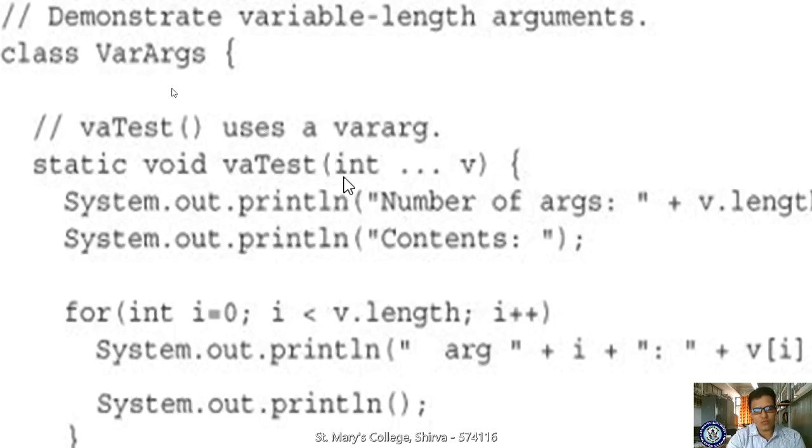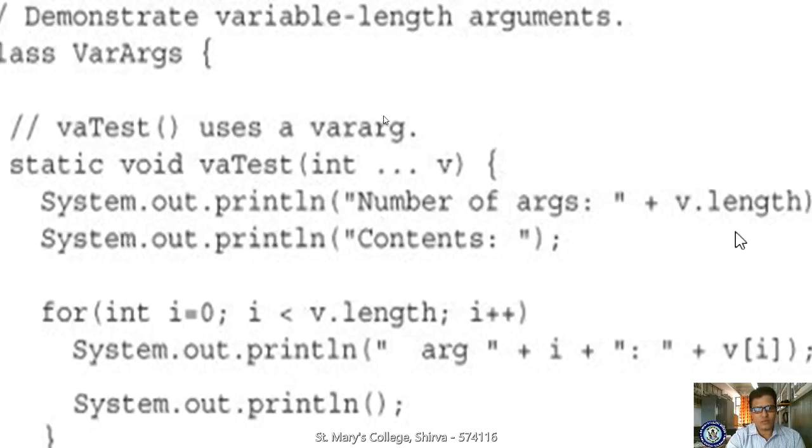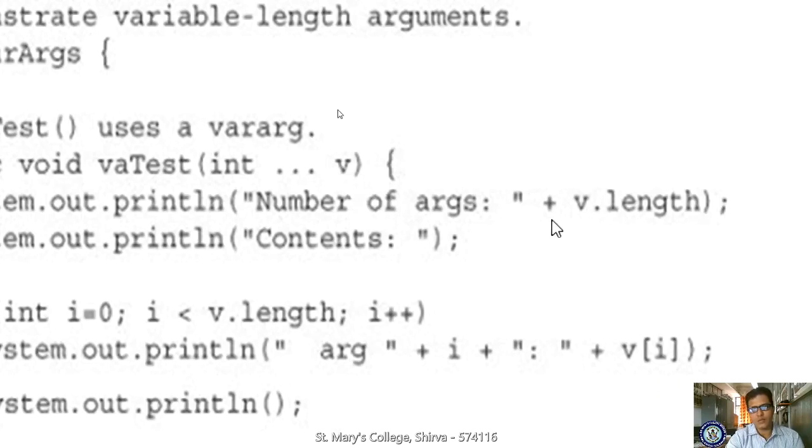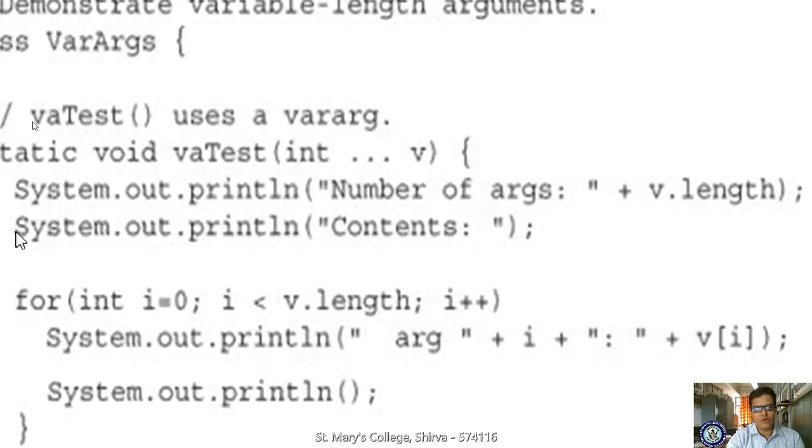In the parameter, what are we doing? int followed by 3 dots. If you are using the 3 dots, it means it is var arguments. Now I am displaying the output. Number of args is v.length. So this is the argument, right? How many arguments you have supplied, according to that the length will be identified. So v.length means the number of arguments will be displayed. Now I am displaying the content.